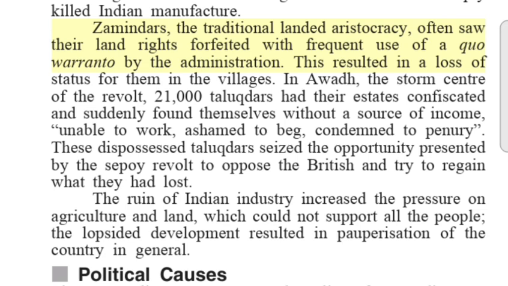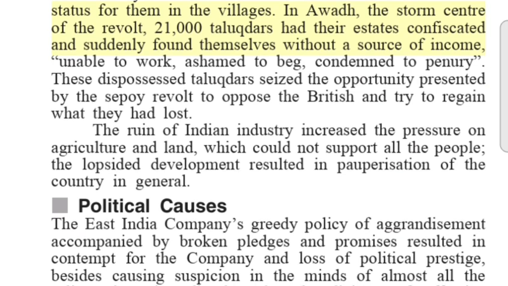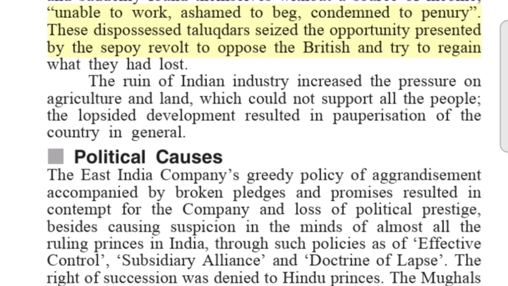Zamindars, the traditional landed aristocracy, often saw their land rights forfeited with frequent use of a quo warranto by the administration. This resulted in a loss of status for them in the villages. In Awadh, the storm center of the revolt, 21,000 talukdars had their estates confiscated and suddenly found themselves without a source of income, unable to work, ashamed to beg, condemned to penury. These dispossessed talukdars seized the opportunity presented by the sepoy revolt to oppose the British and try to regain what they had lost.